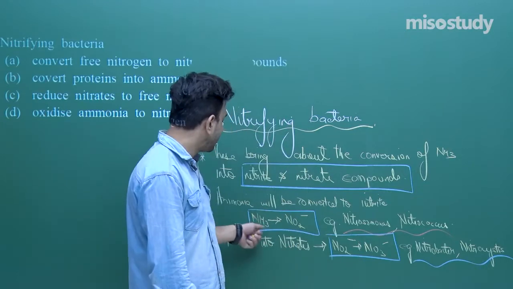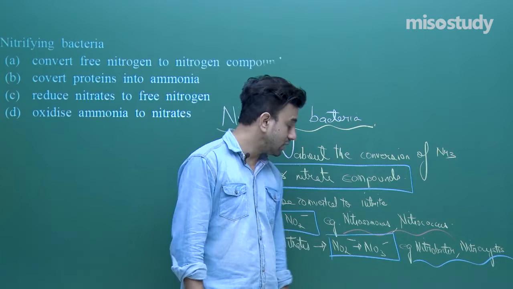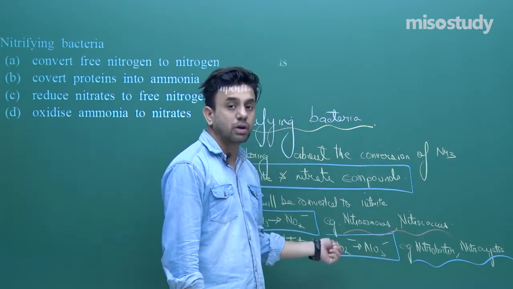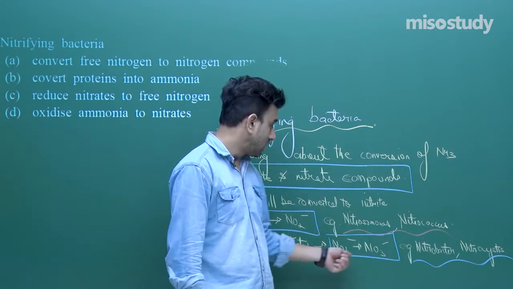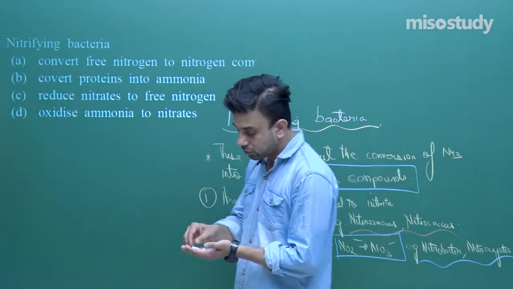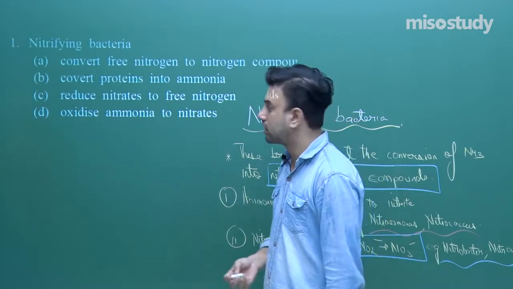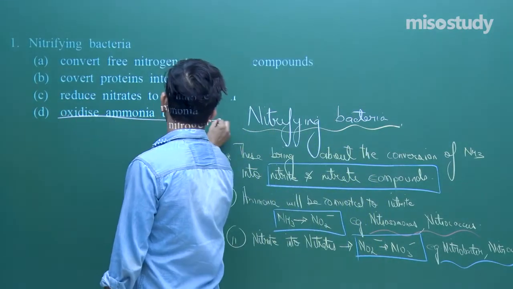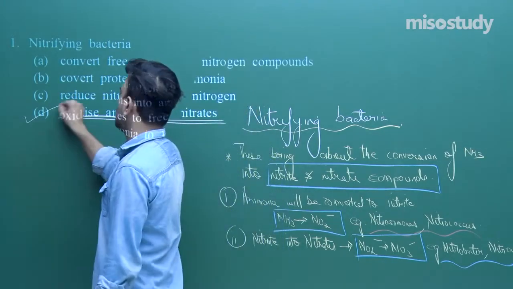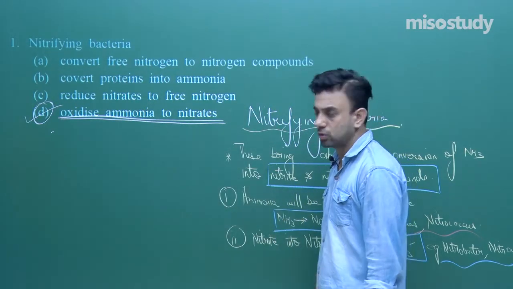So nitrifying bacteria, first they are converting ammonia into nitrite, and then from the nitrite they are converting into the nitrate. Okay, the best examples: Nitrosomonas and Nitrococcus for ammonia into nitrite, and for nitrite into nitrate we will see the Nitrobacter and the Nitrocystis. So hence the nitrifying bacteria oxidize ammonia to nitrates. So this will be the correct option over here.